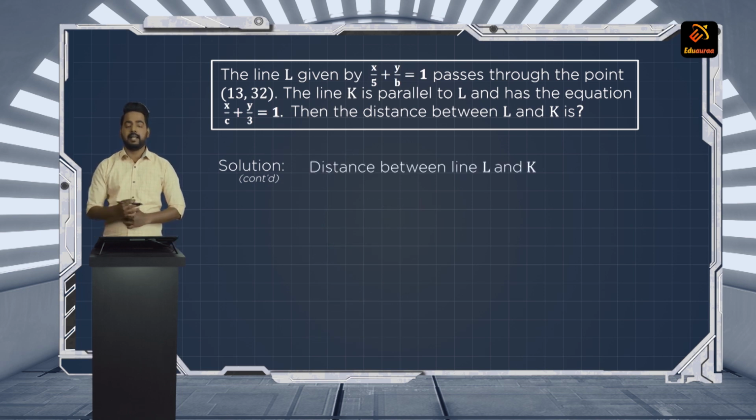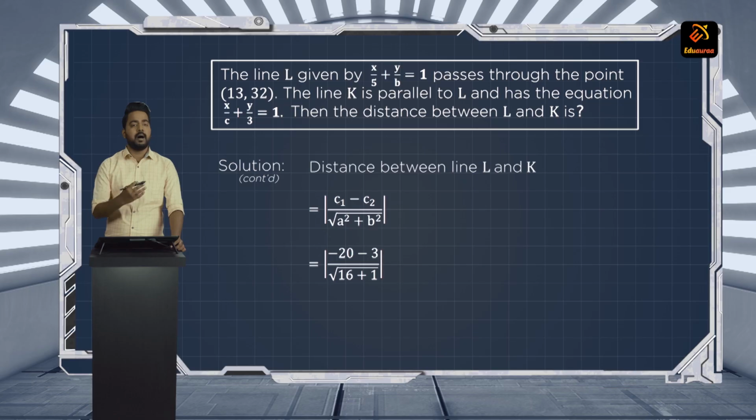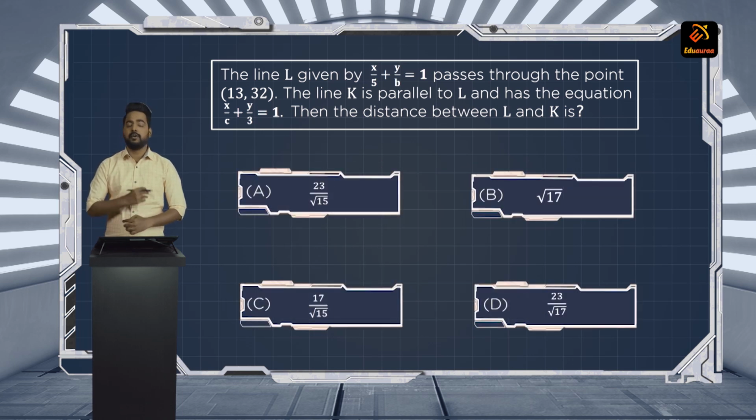Now line L and line K are parallel to each other. So the distance between them is modulus of c1 minus c2 upon root of a square plus b square. So c1 minus c2 will be equal to minus 20 minus 3, upon root of 4 square, that is 16, plus minus 1 square, it is 1. So it will be minus 23 upon root 17 under modulus. So it will be equal to 23 upon root 17. So the answer which correctly matches this is option D. Understood?